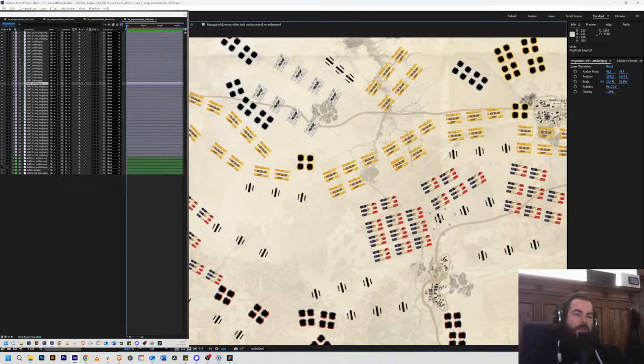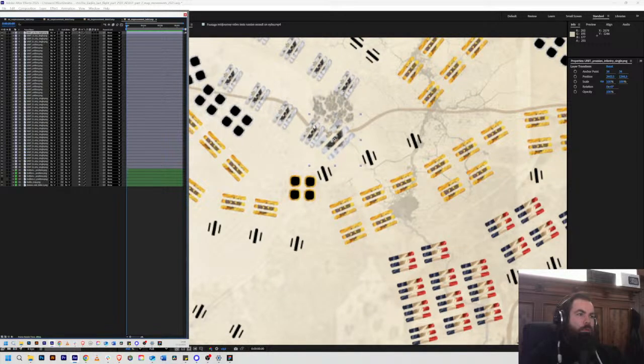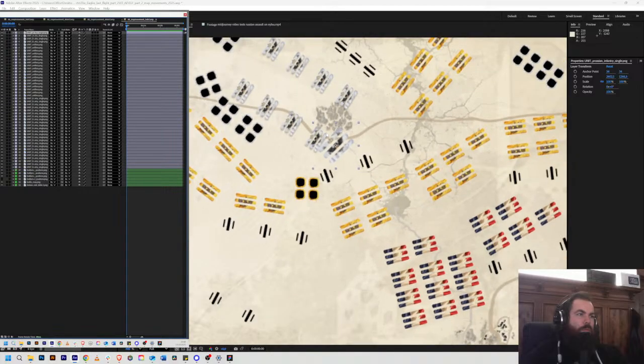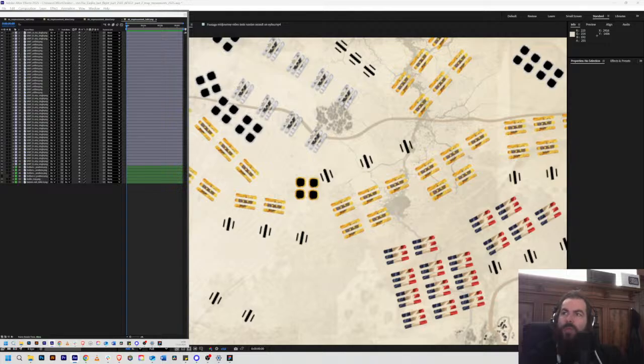Alright, so we gotta place some more artillery here. This direction here. Let's put them a little bit further apart from each other. Let's see, Prussian infantry. Here we are. Is this so? Oh, I didn't get the right unit.